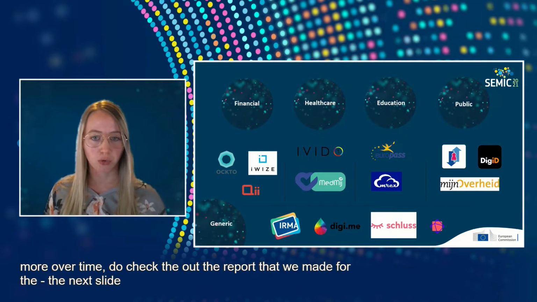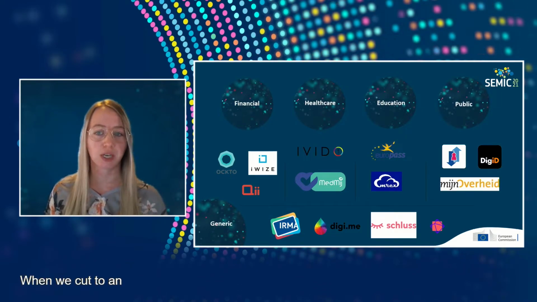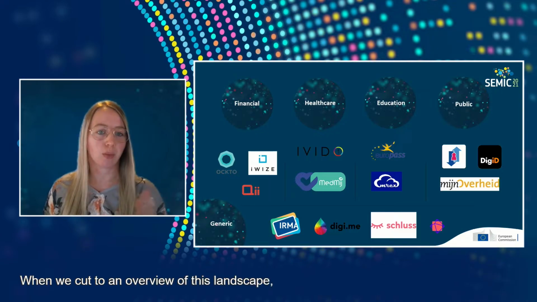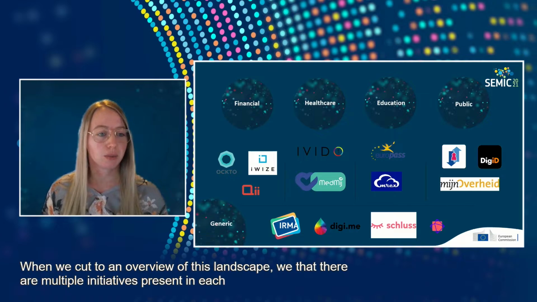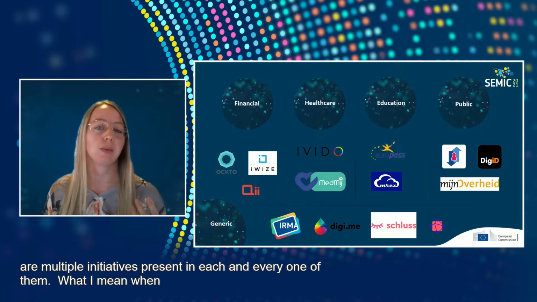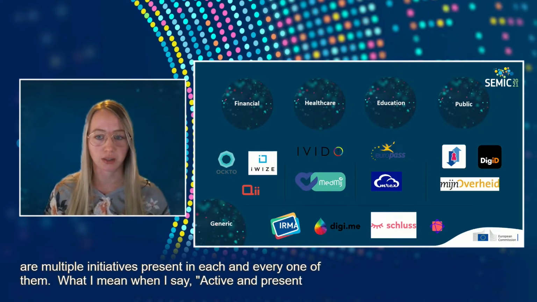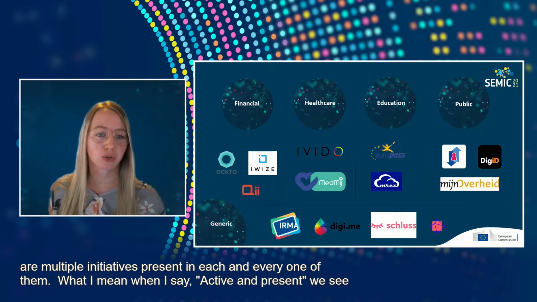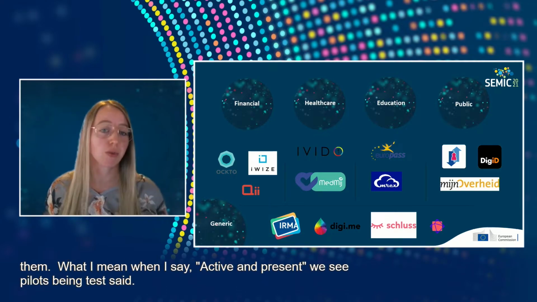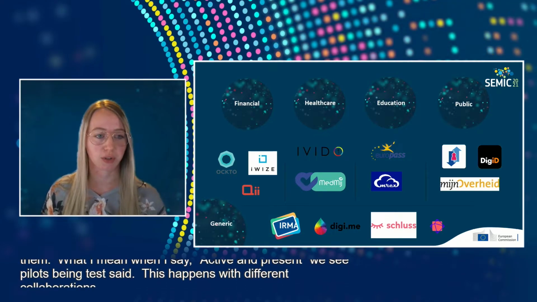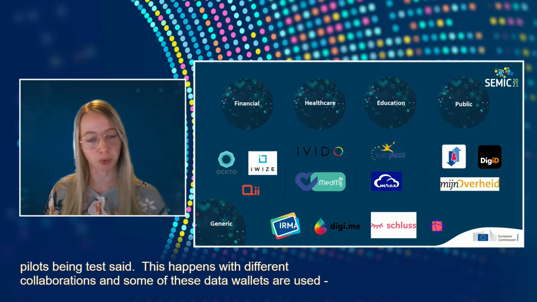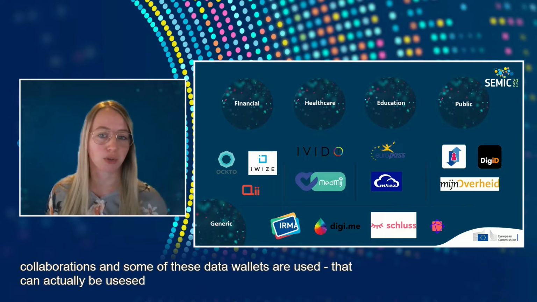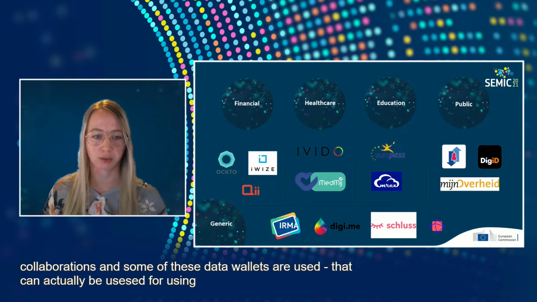So when we cut to an overview of this landscape across a couple of sectors, we see that there are multiple initiatives present in each and every one of them. Now, what I mean when I say active and present is that we see many pilots and many use cases being tested. This happens within different consortia and collaborations. And some of these data wallets are even utilized in live processes. For example, Octo is one that can actually be used for providing personal financial data with the purpose of getting a mortgage. This is in the financial sector.